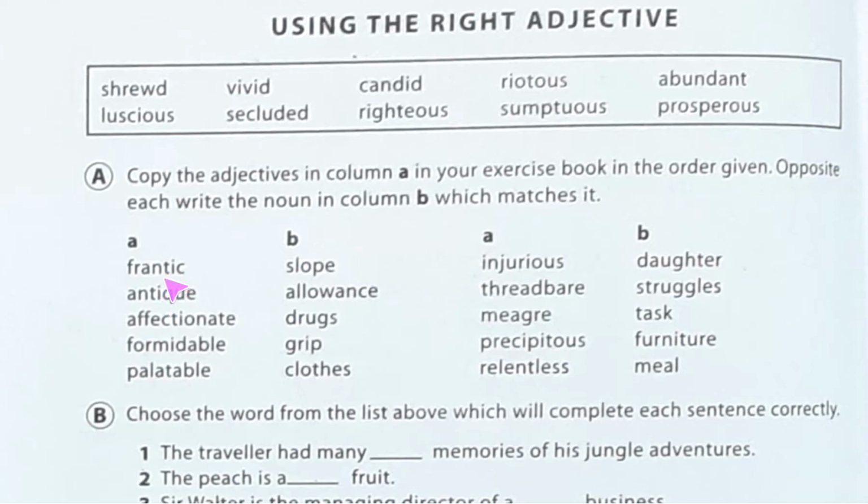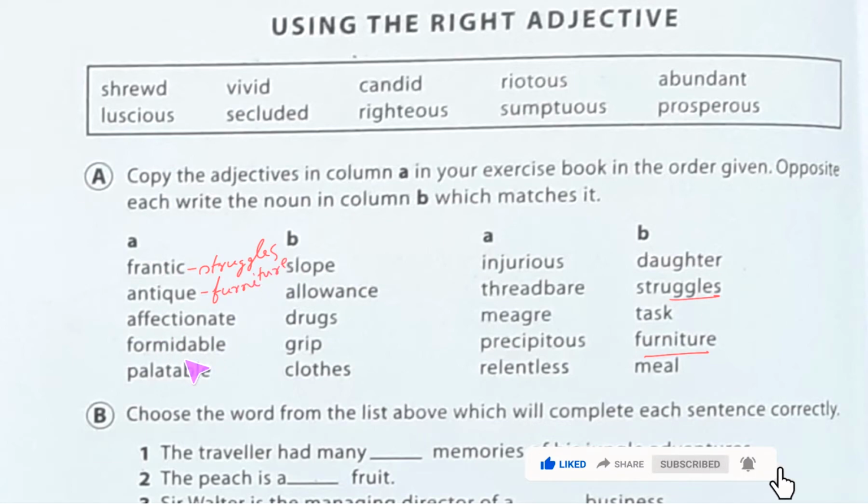So first, see here, frantic. With frantic, what can we put from column B? Slope, allowance, drugs, grip, clothes, daughter, struggles, task, furniture, mill. Frantic what? Frantic struggles. Next one, antic. Slope, allowance, drugs, grip, clothes, daughter, task, furniture. Furniture is appropriate with it.